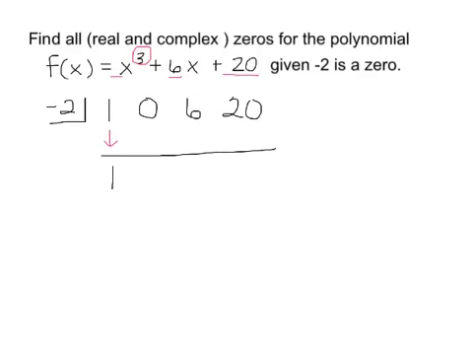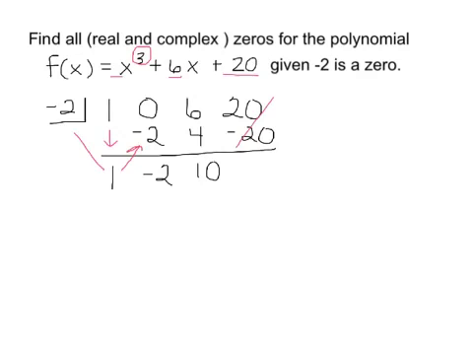So we're going to take our negative 2 times 1, put it above the line in the next column, that's negative 2, and add down the column. So 0 plus negative 2 is negative 2. Then we do that again, so negative 2 times negative 2 is positive 4. Put that in the next column, add down, 6 and 4 gets us 10. And one more time, negative 2 times 10 is negative 20, and positive 20 and negative 20 add to 0. And that means we don't have a remainder.